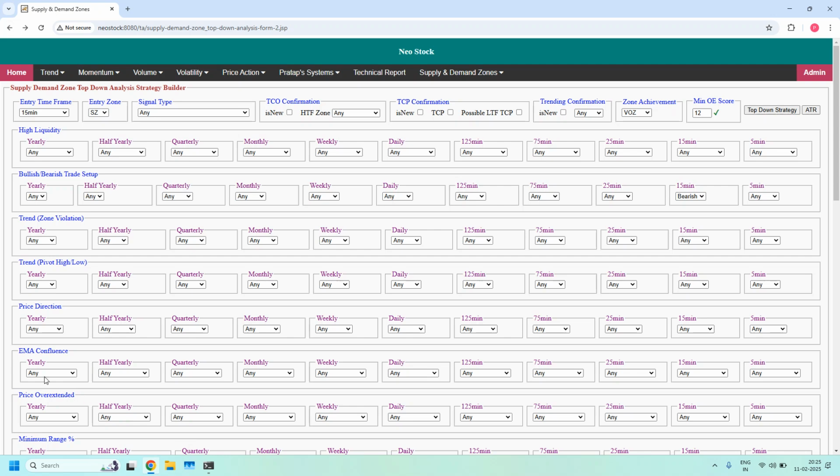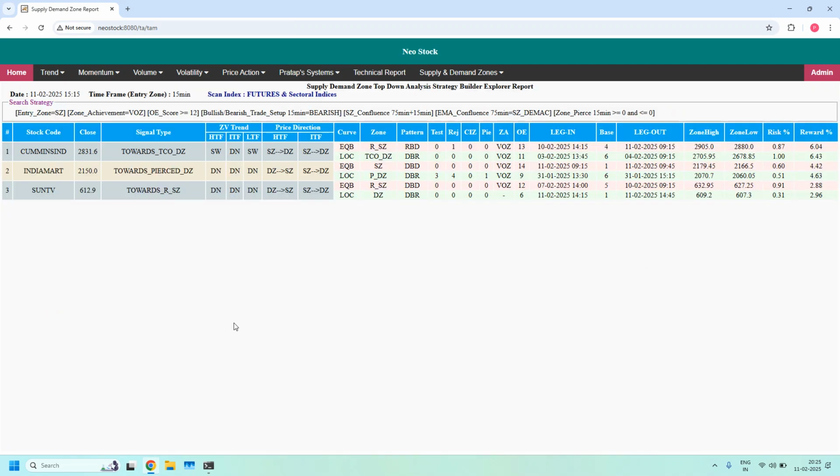Let us verify. In the EMA confluence, at 75 minutes time frame, because 15 minute supply zone overlapped with 75. That's why we are looking for whether the 75 minute supply zone is having daily EMA confluence or not. With this filter, we got 3 stocks. So these 3 are even more high probability trade setup supported stocks. But this is based on LTF and ITF supply zone confluence.